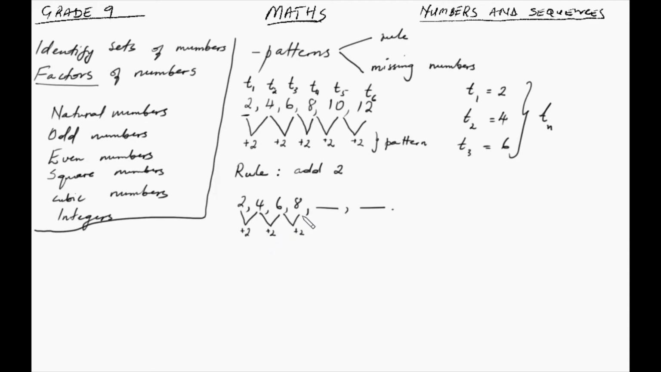So what are you going to do from the fourth term to the fifth term? According to the pattern, you are going to add 2. That means 8 plus 2 will be 10. Then from this term to the next term, the pattern is add 2, which is the rule. So you are going to get 10 plus 2, which is 12. That's basically what happens here.